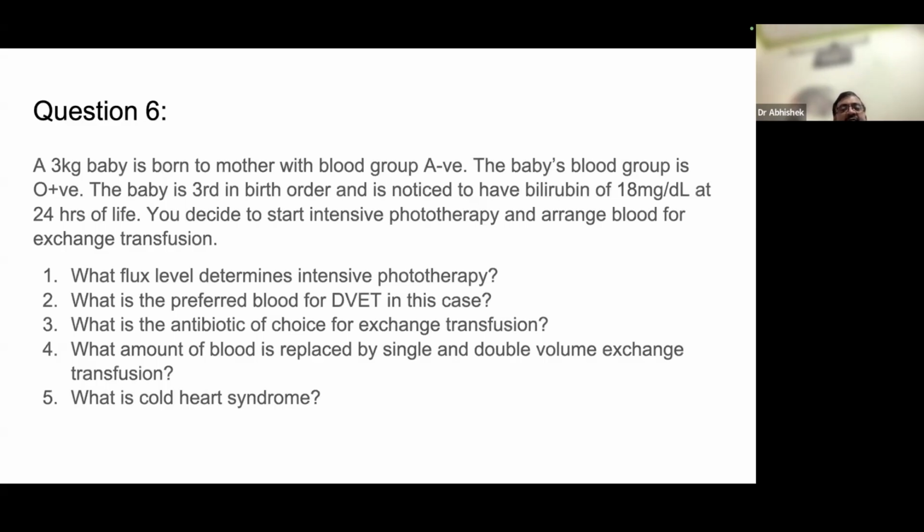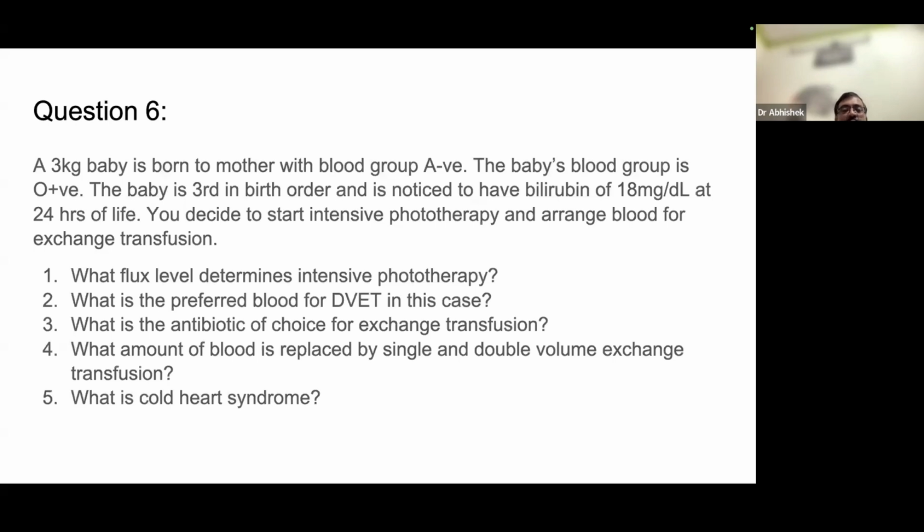Okay. What is the antibiotic of choice for exchange transfusion? You're doing an exchange procedure. What should be the antibiotic of choice? Remember, antibiotics are not recommended just because you have done an exchange. Most of you are right. No antibiotics is the right answer. What is the amount of blood replaced by single and double volume exchange transfusion? Amount of blood replaced in percentage? Yeah, it's 63 and 87.